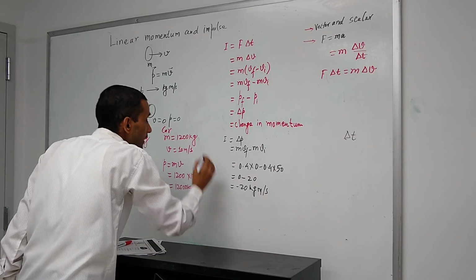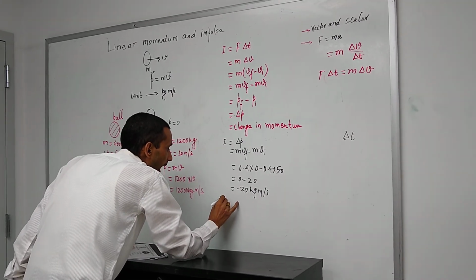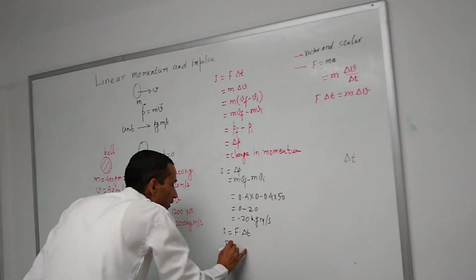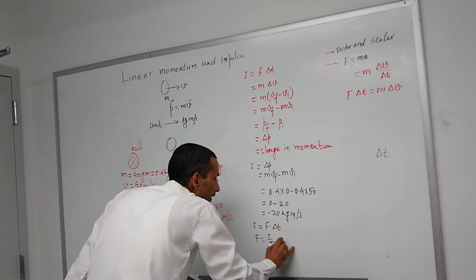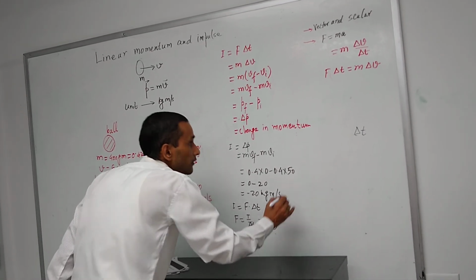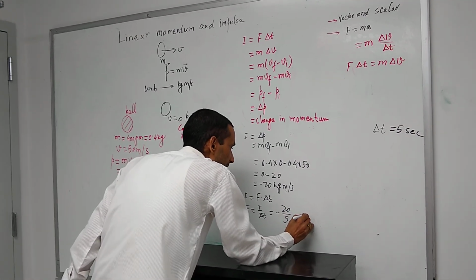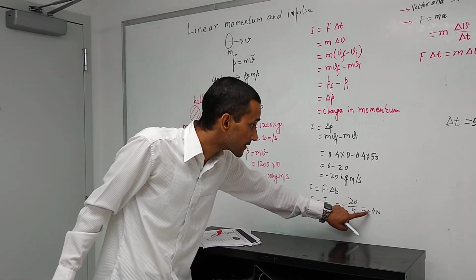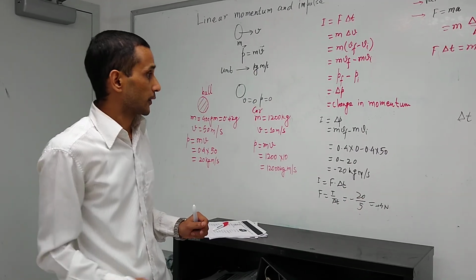Now if I use these equations to calculate force, I is equal to F times delta T. So F is equal to I divided by delta T. I calculated negative 20, divided by 5 seconds, since I have to stop it in 5 seconds. So that is negative 4 Newton. To stop this ball, I need 4 Newton force. The negative sign indicates the force is applied opposite to the direction of motion.